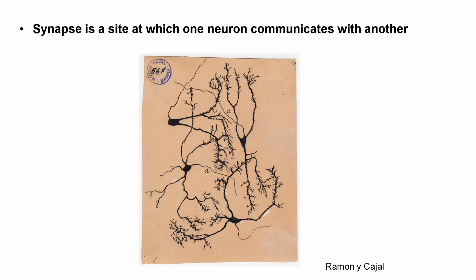So synapse is a term coined by Sherrington to describe a site in between which neurons communicate with each other. It comes from the Greek word synapse, which literally translated would mean to fasten together. Here's a beautiful illustration by Ramon y Cajal in which he was showing us how the neurons are touching each other. At that point, the nature of this contact between the neurons was still not known.